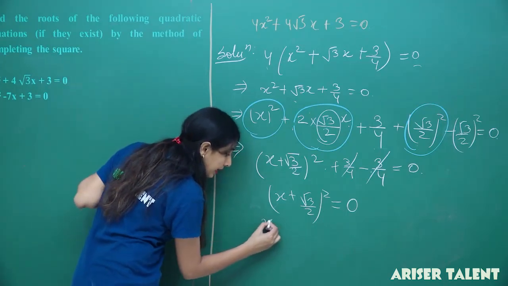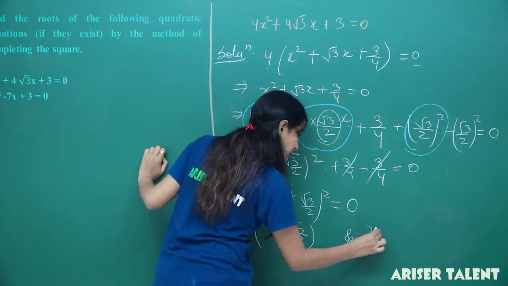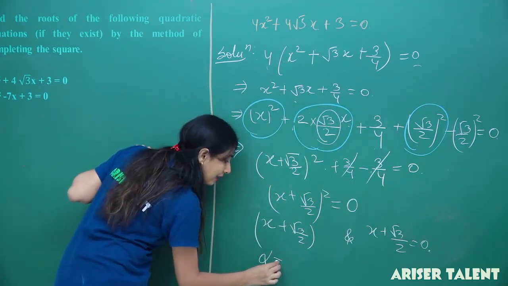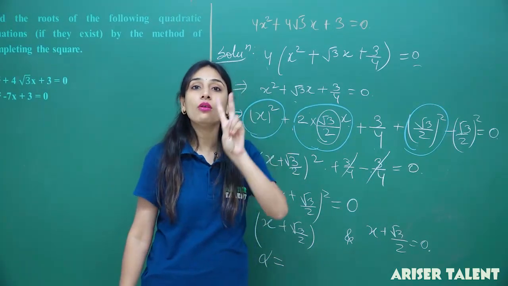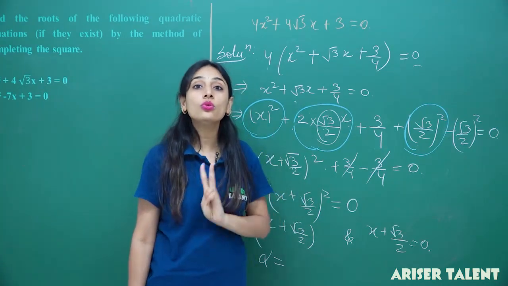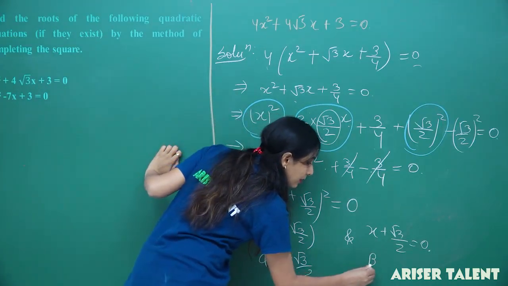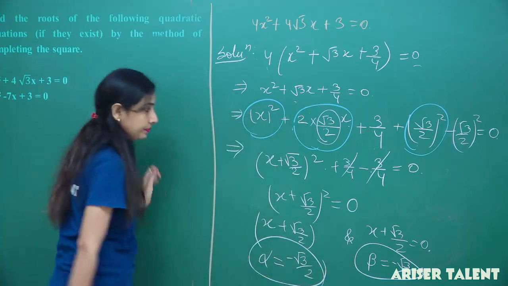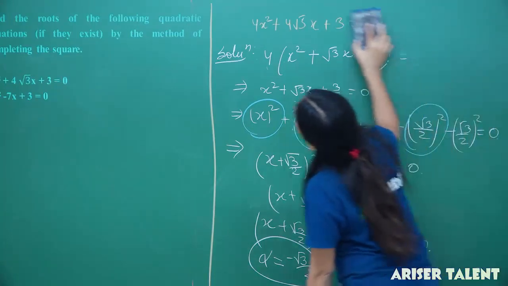So what will I do? Either x plus root 3 by 2 equals to 0 and x plus root 3 by 2 equals to 0. So both the roots, I will be representing roots again and again by only alpha and beta. A quadratic equation will have only 2 roots, nothing less, nothing more, right? Alpha will be equals to minus root 3 by 2 and beta will be equals to minus root 3 by 2. So this and this. Okay, note it so that we can move to the next step.